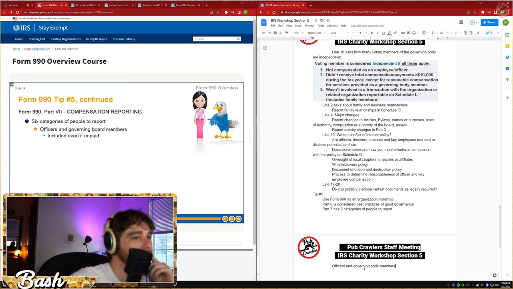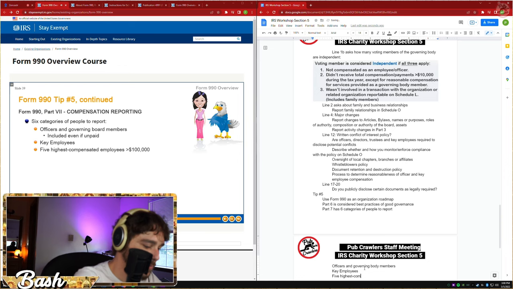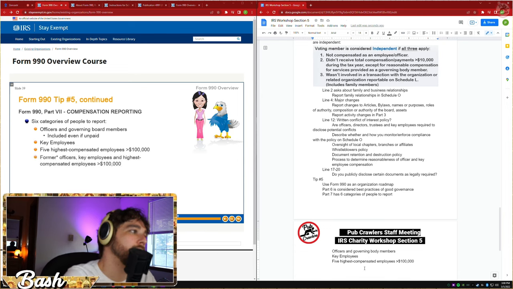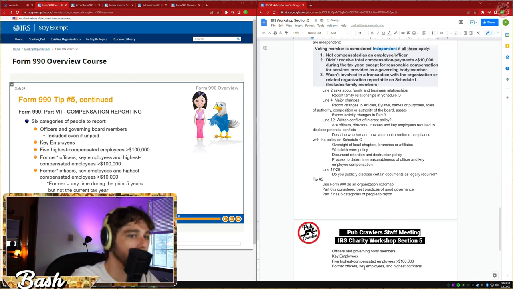The second category of persons to be reported are key employees, which we talked about earlier. The third category of persons you should list in Part 7 are your organization's current five highest compensated employees who received over $100,000 in compensation reported on Form W-2 or Form 1099 from your organization or any related organizations, other than officers, directors, trustees, or key employees. The fourth category is former officers, key employees, and highly compensated employees your organization or any related organizations compensated over $100,000 for any type of service. The fifth category looks similar and includes former directors and trustees whom an organization or any related organizations compensated more than $10,000 in exchange for past services provided as a director or trustee. And by former, we mean they served in those positions any time during the prior 5 years, but didn't serve in those positions during the tax year.